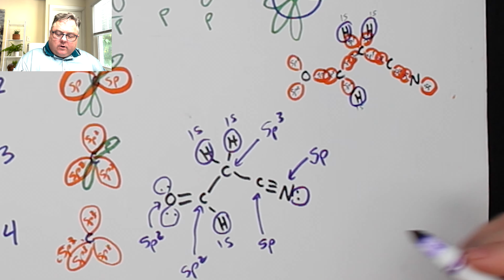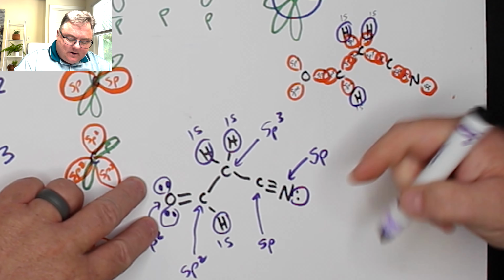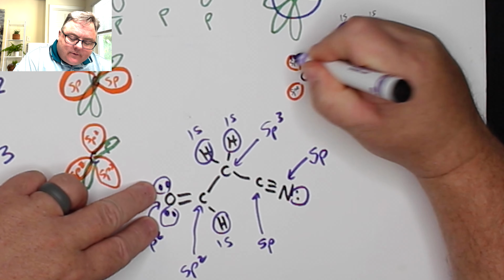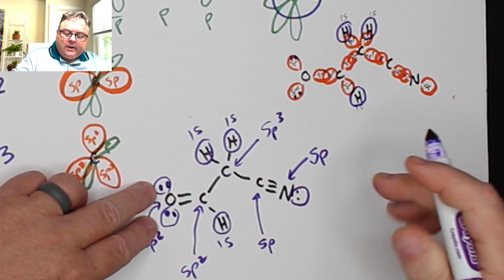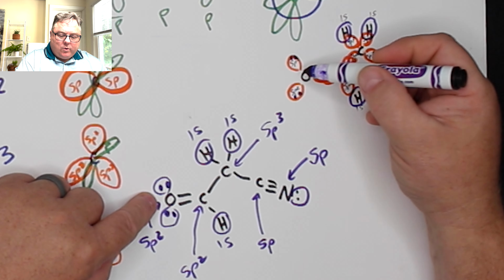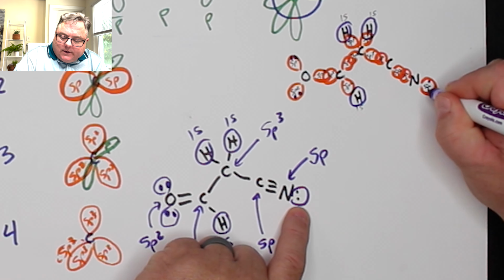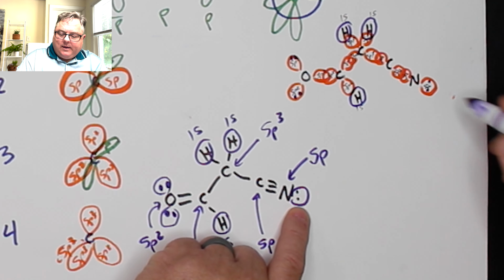Let's go back and look at our lone pairs of electrons. Let's take these 2 pairs on the oxygen. Those must be in these sp2 hybrid orbitals. They'll just be a big blob of sp2 hybrid orbital with 2 electrons there and 2 electrons there. And then these 2 electrons are in this sp hybrid orbital.